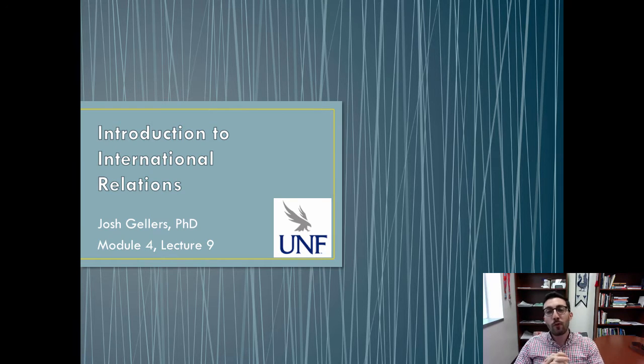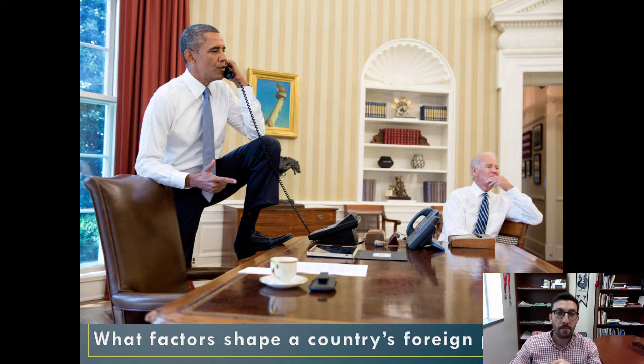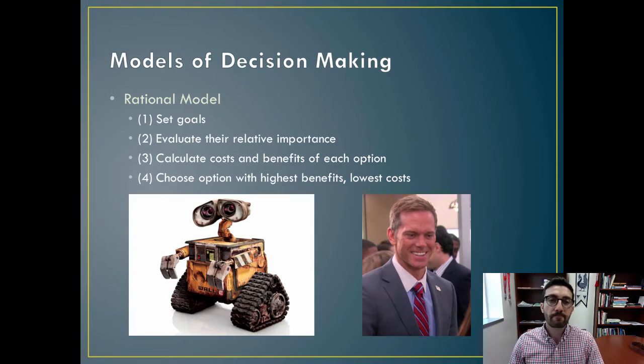Welcome to Module 4, Lecture 9 of Introduction to International Relations. This begins our two-lecture series on foreign policy. So, what are the factors that shape a country's foreign policy? We're going to be talking about that and looking at different models for the ways in which decision makers within a government come up with the foreign policy that their country is going to implement.